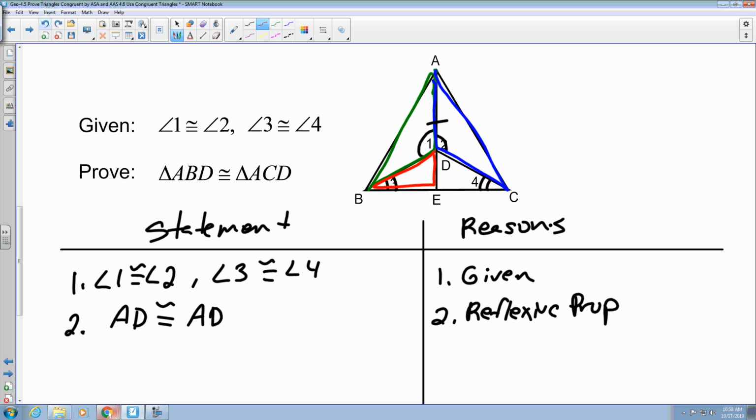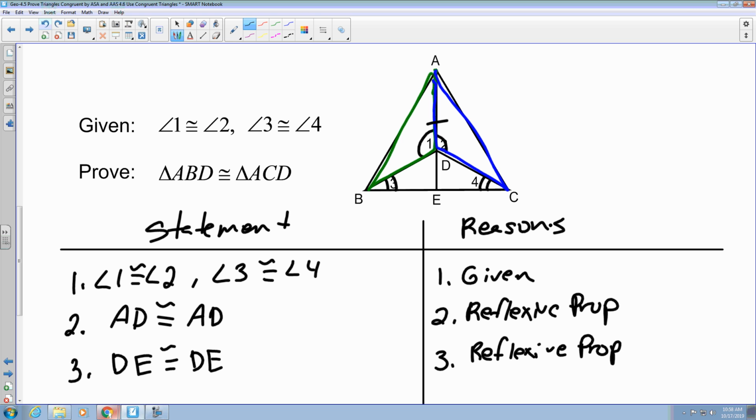To do that, I can say in those two triangles below that DE is congruent to DE because of the reflexive property again. If you wanted to put this inside step 2 as well, because they're both the same property, that's fine as well.